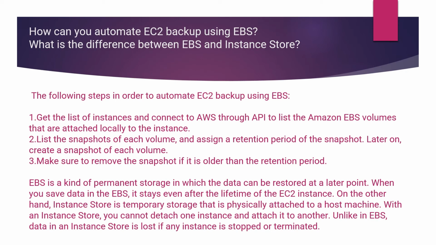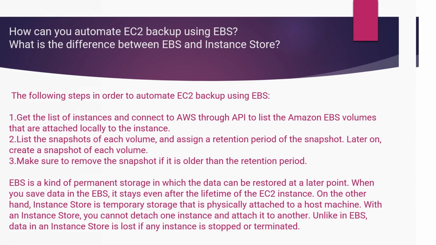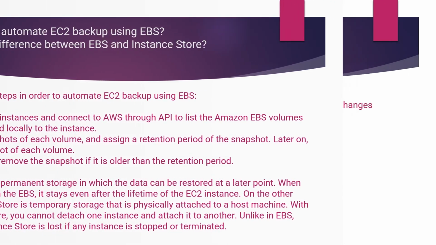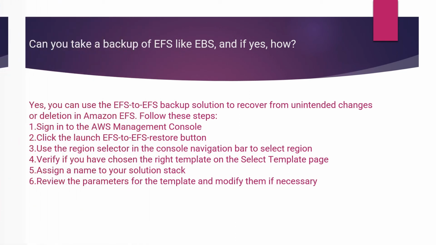57. What is the difference between EBS and Instance Store? EBS is a kind of permanent storage in which the data can be restored at a later point. When you save data in the EBS, it stays even after the lifetime of the EC2 instance. On the other hand, Instance Store is temporary storage that is physically attached to a host machine. With an Instance Store, you cannot detach one instance and attach it to another. Unlike in EBS, data in an Instance Store is lost if any instance is stopped or terminated.